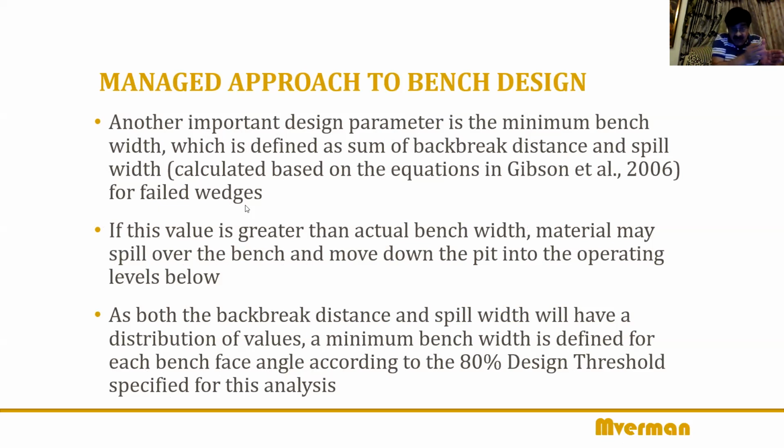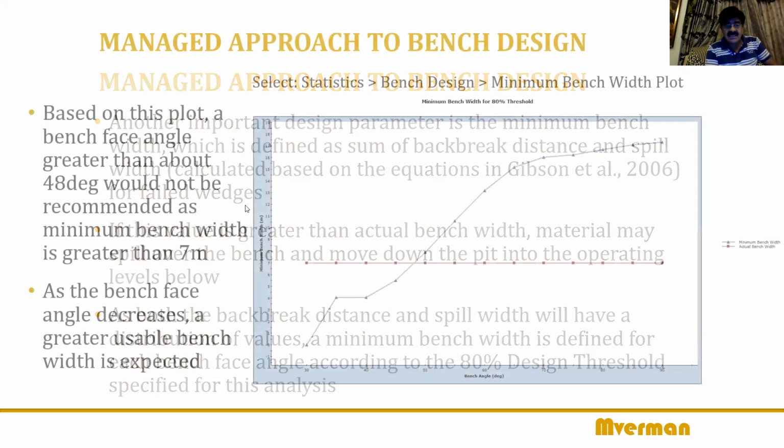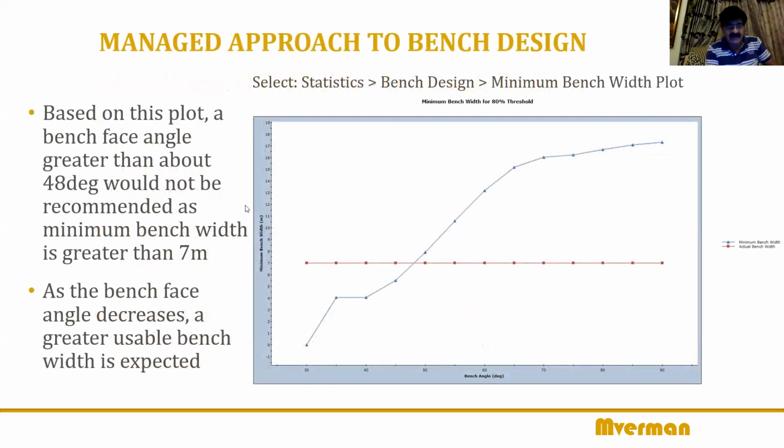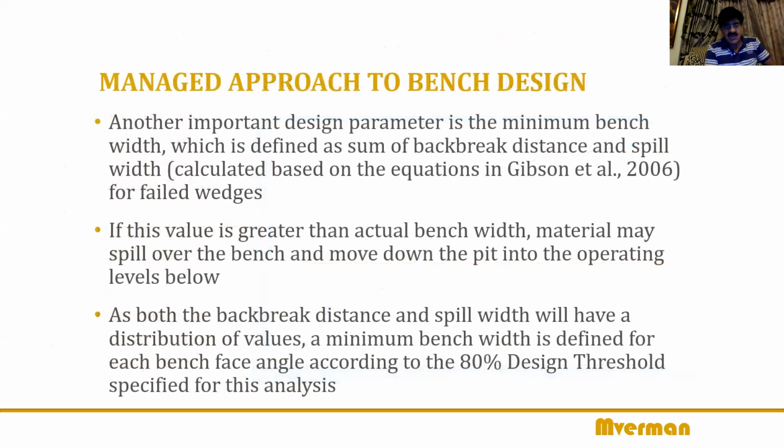The back break distance will have a variation because we created that variation. It could be half meter, 1 meter, 1.5 meter, have variation. And spill width also has a distribution. So a minimum bench width is defined for each bench angle. So it will depend on angle. So what we'll do, we will plot the minimum bench width plot. So go back to this.